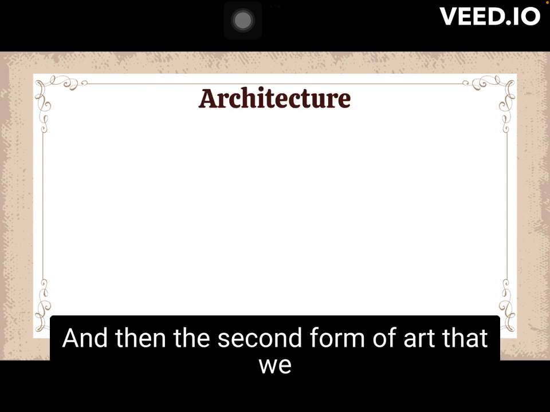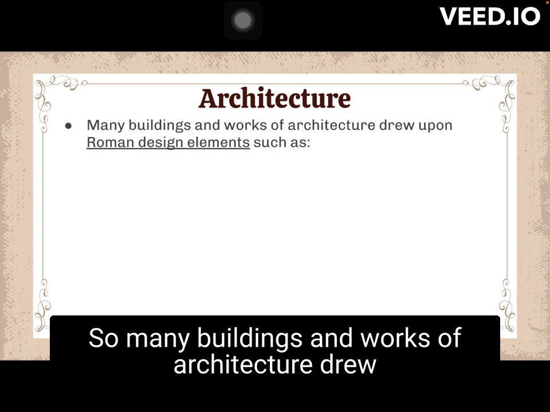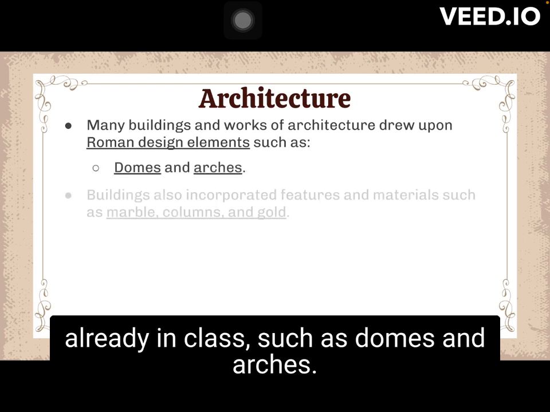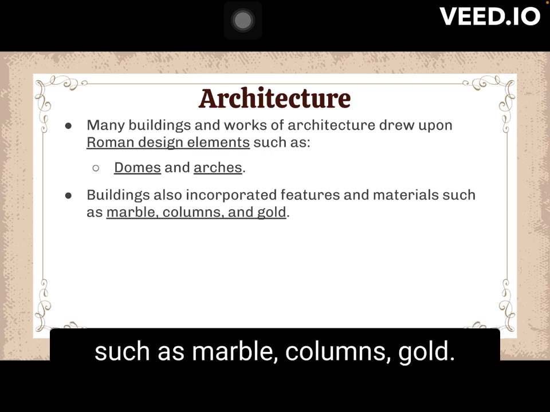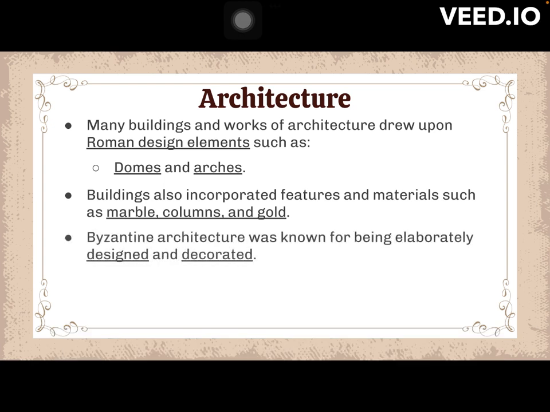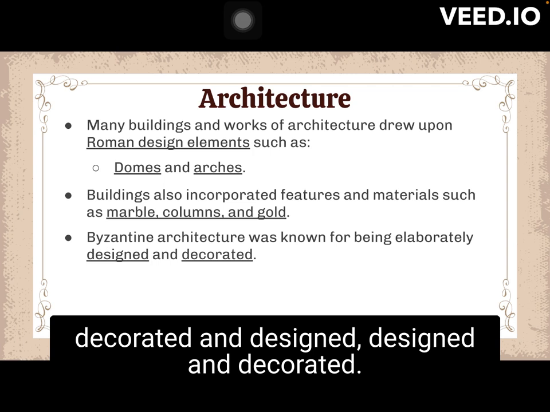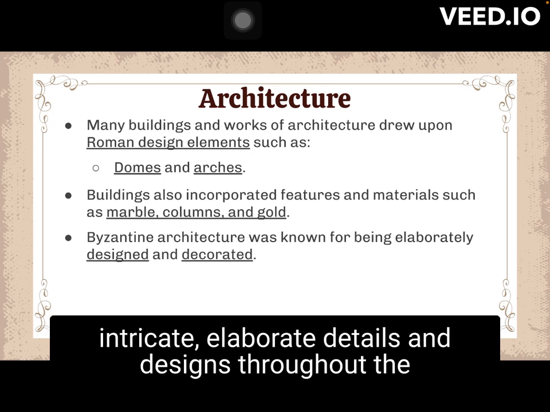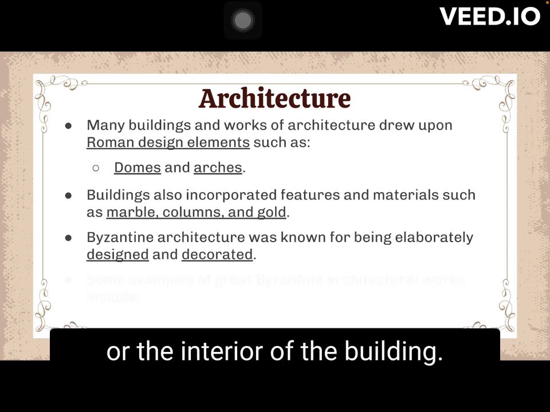And then the second form of art that we are going to look closer at is architecture. So many buildings and works of architecture drew upon Roman design elements that we've talked about already in class, such as domes and arches. Buildings incorporated features and materials such as marble, columns, gold. Byzantine architecture was known for being elaborately designed and decorated. So you see these really intricate, elaborate details and designs throughout the architecture, whether that be on the exterior or the interior of the building.